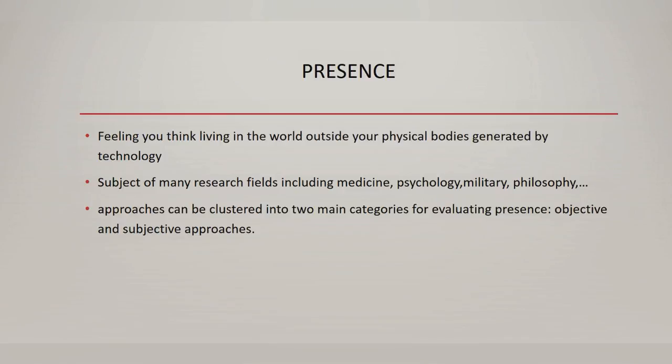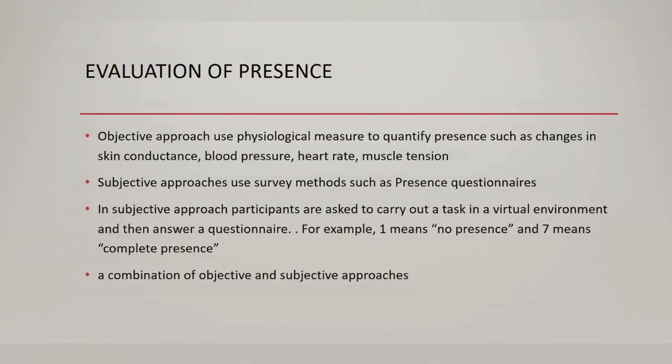Let's have a detailed look at the evaluation of presence. The objective approach uses physiological measures to quantify presence, such as changes in your skin, blood pressure, heart rate, and muscle tension. The subjective approach in turn uses survey methods such as a presence questionnaire. In the subjective approach, participants are asked to carry out a task in a virtual environment and then answer a questionnaire. For example, 1 means no presence and 7 means complete presence. Scientists are working on a combination of the objective and subjective approaches.